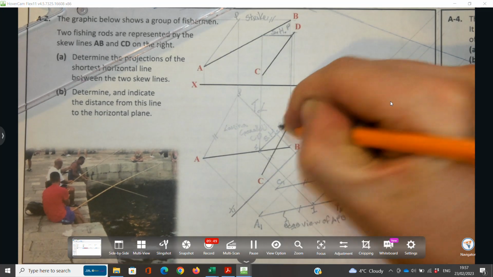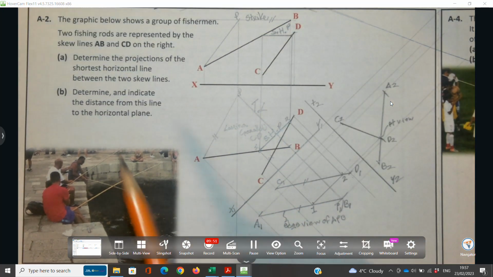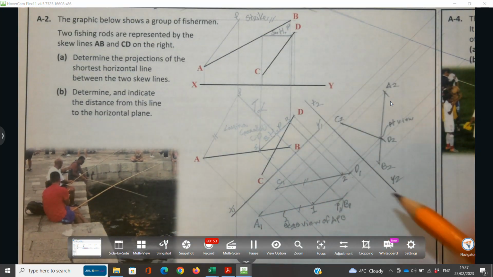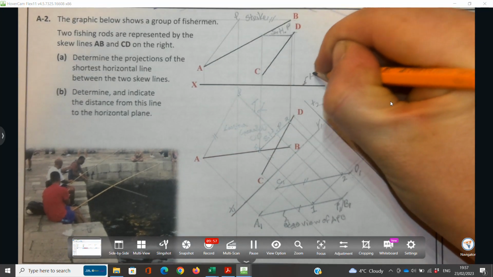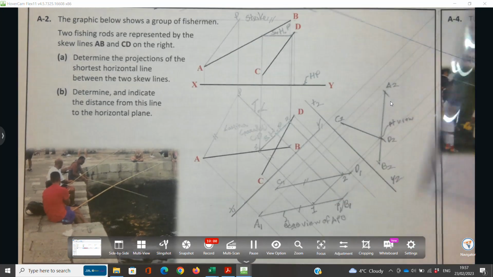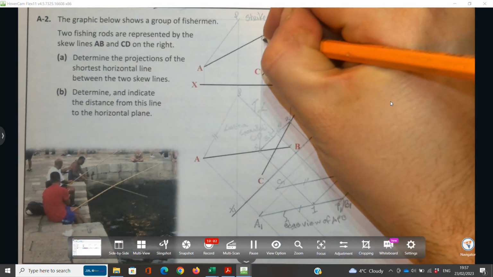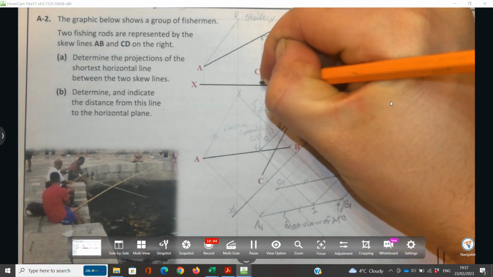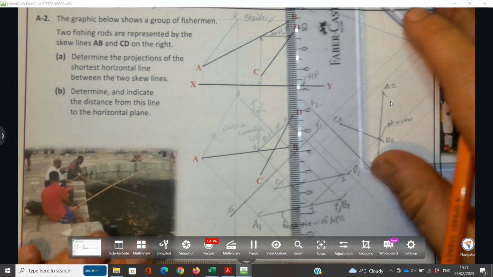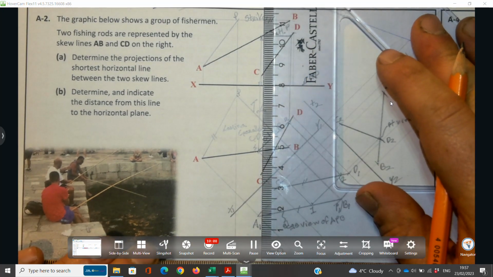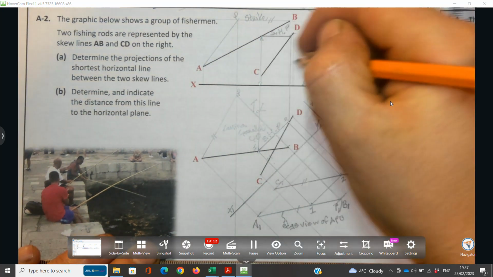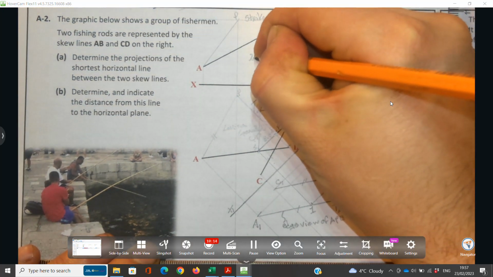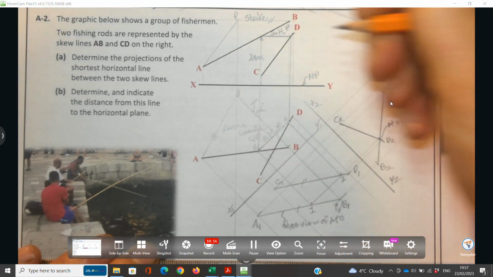It says determine and indicate the distance of this line from the horizontal plane. Now the XY line is the horizontal plane in elevation. So this is the distance here. I want to measure that and write it in there. So 24 millimeters.